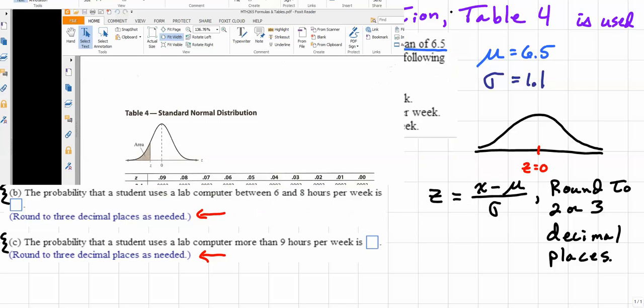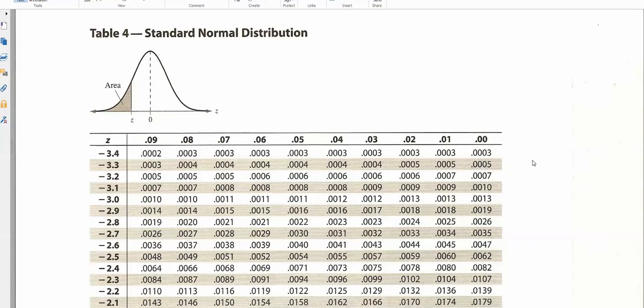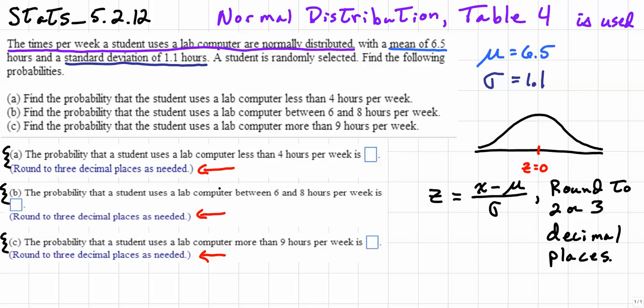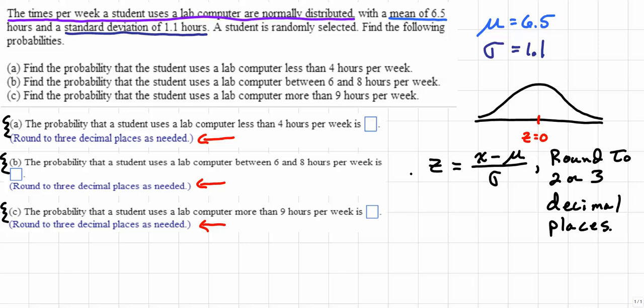Now, when we look at the distribution table here, what I want you to understand is when we look right here where it says z, and then we look at the first 2 places in the z-score, this is going to give us the 3rd place as we move across the top. And we'll talk about that as I discuss the z-scores that we are going to calculate and how to find them in the table. So let's go ahead and look at part A, the probability that a student uses a lab computer less than 4 hours per week.